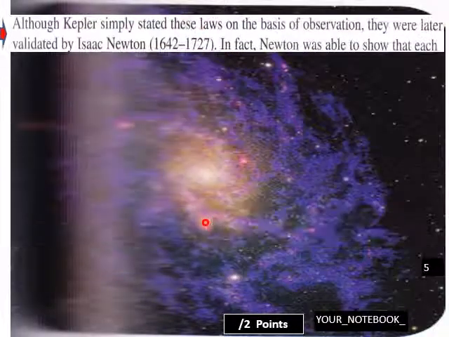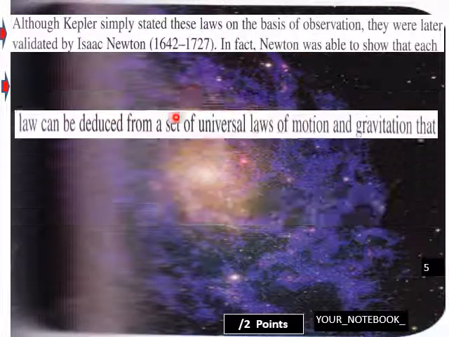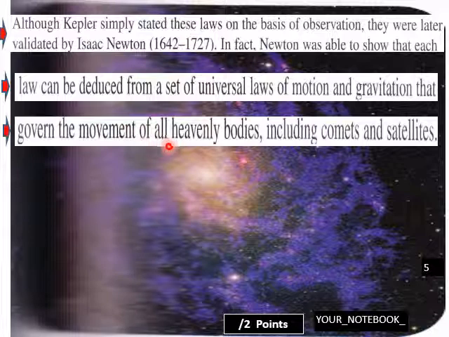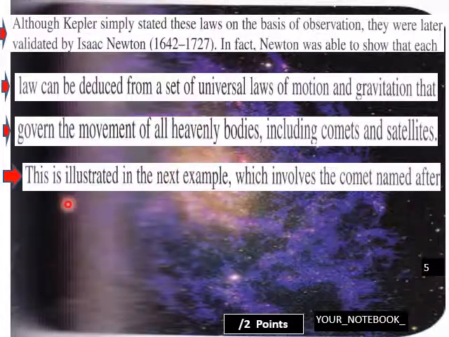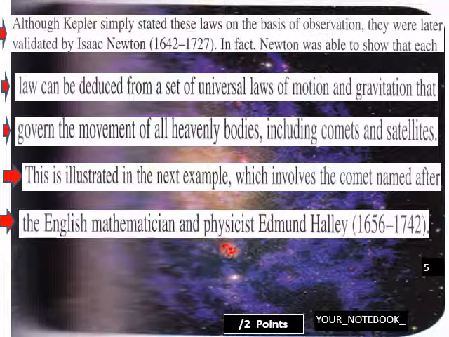So with that knowledge, although Kepler simply stated these laws on the basis of observation, they were later validated by Isaac Newton. He lived from 1642 to 1727. In fact, Newton was able to show that each law can be deduced from a set of universal laws of motion and gravitation that govern the movement of all heavenly bodies, including comets and satellites. So this is illustrated in the next example, which involves the comet named after the English mathematician and physicist Edmund Halley.